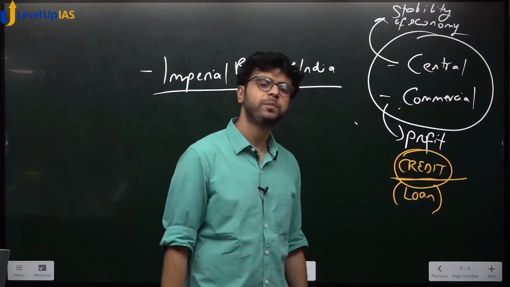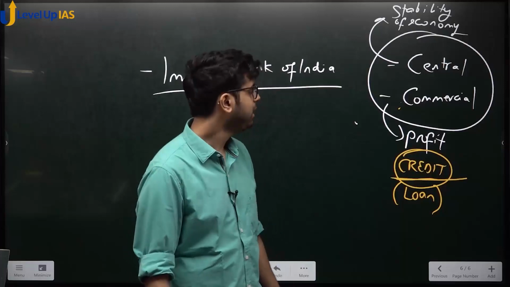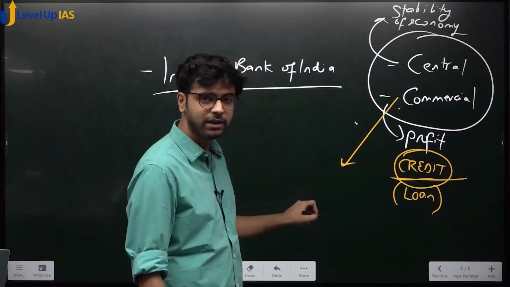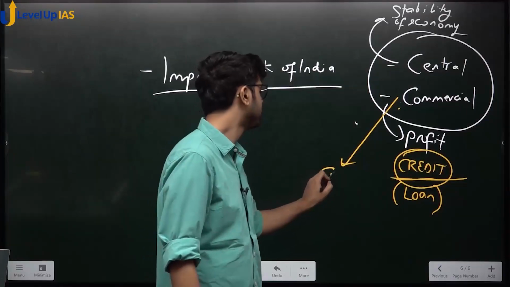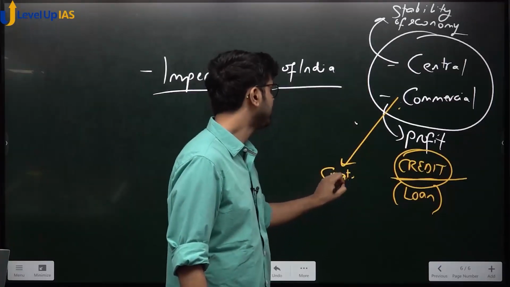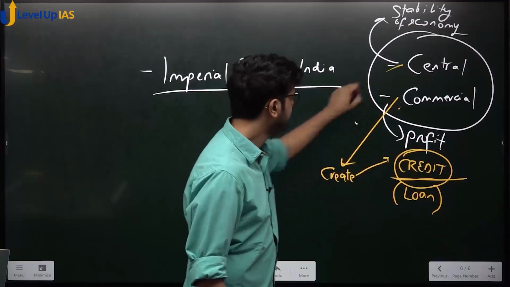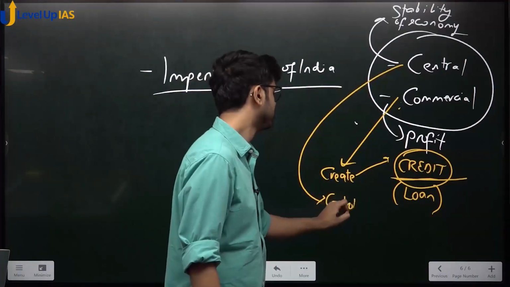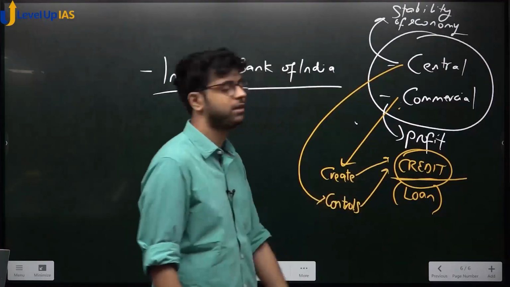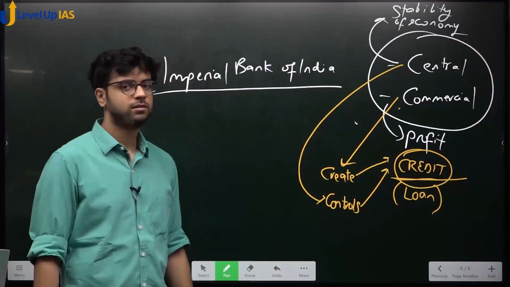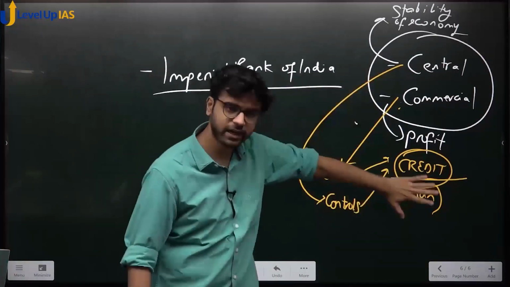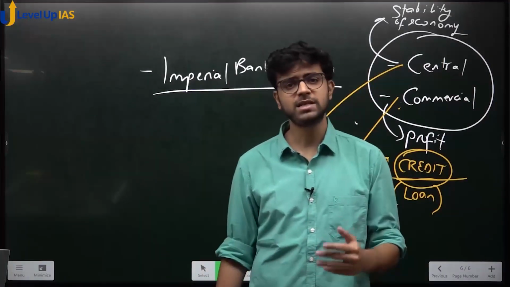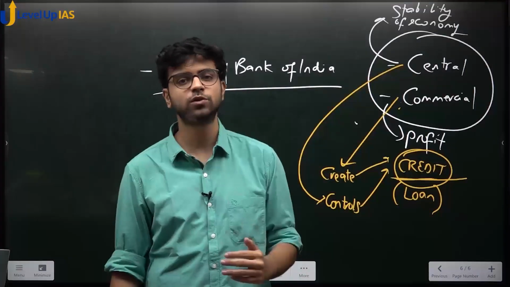Who gives loans to people? Commercial banks. Right? So for now just keep this in mind. Commercial banks create credit and central banks control credit. Central bank controls credit. Tomorrow if you read in newspaper, central bank has reduced the rates from 8% to 7%.